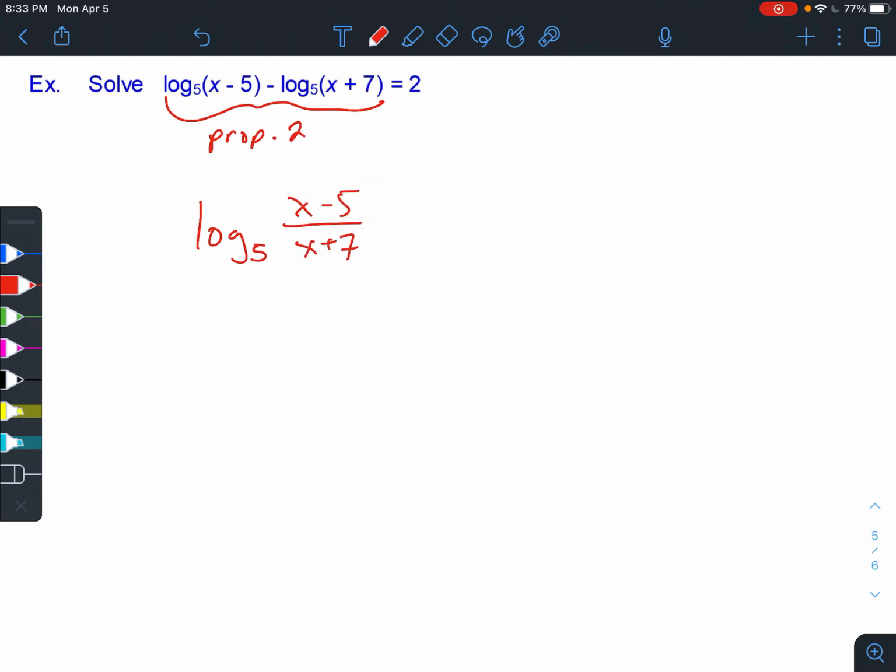Now, if your handwriting is a little bit like mine, and that 5 that's the base looks like it might be part of that x plus 7 on the bottom, definitely throw some parentheses around there and avoid that circumstance. And we've got that thing equal to 2. Now I've got a logarithmic equation, a single log equals a number, so I can convert that into exponential form.